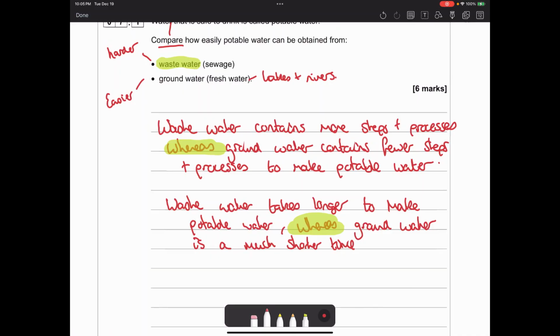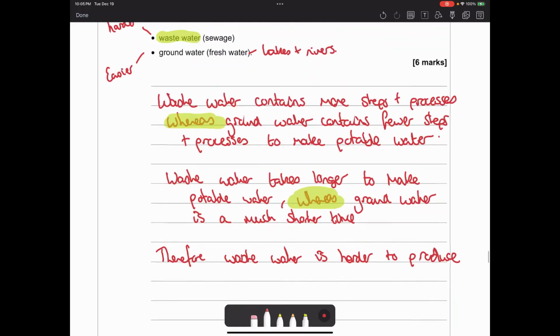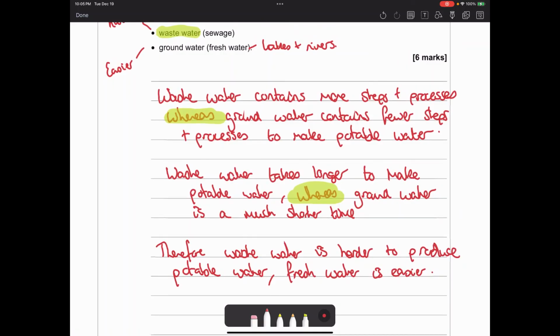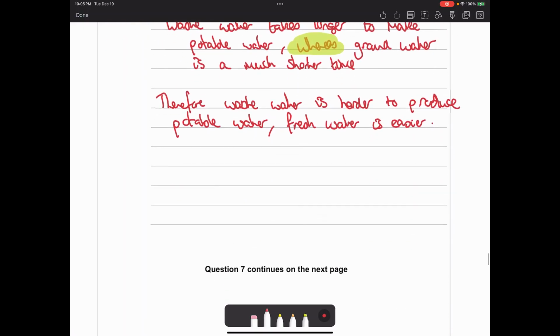You could then just make it really obvious in your answer. Therefore, wastewater is harder to produce potable water, okay? Fresh water or groundwater is easier. So you've got some kind of comparison between the stages here and the steps. That's your kind of introduction part to it. Then you can actually dive into the detail of the differences in the processes.